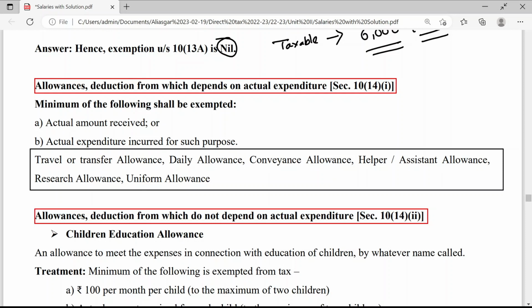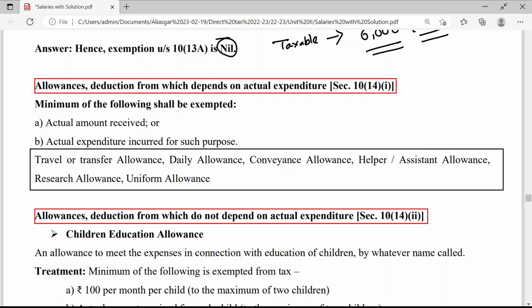Daily allowance is also sometimes provided if some person is working in an office and in the same city he is going somewhere for office work, so for that if any allowance is provided, it is called daily allowance. Helper or assistant allowance means that along with his work he can appoint some helper, and the allowance provided for that is called helper allowance. Research allowance is provided to do some research. Uniform allowance is provided to stitch a uniform.